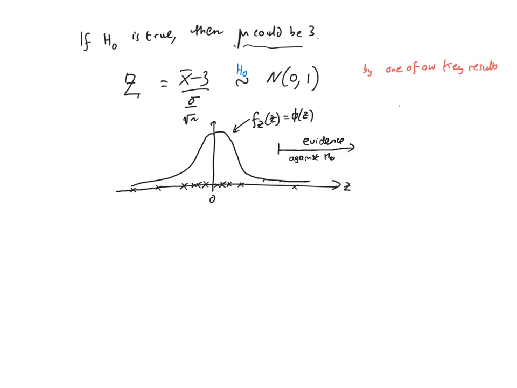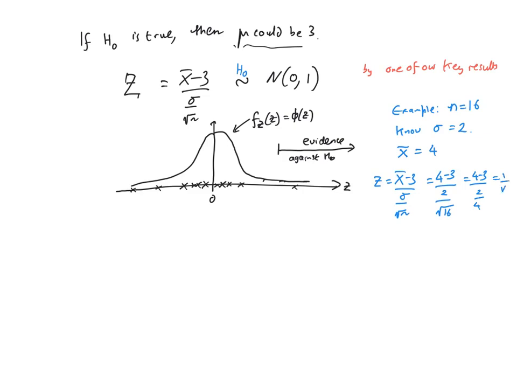So let's see a concrete example of this. Let's say that we have a data set of size 16 and that we know from a previous study that sigma is 2. And that when we calculate the sample mean for our data set of size 16, we get the value 4. Now, this means that z, the value of our test statistic, which is x bar minus 3 over sigma over root n, is going to be 4 minus 3 over 2 divided by root 16, which is 4 minus 3 over 2 over root 4, which is 1 divided by a half, which is 2. So the value of the test statistic for a data set that had sample mean 4 would be 2, and maybe 2 takes a value here out in the tail. So there's 2 in the tail.